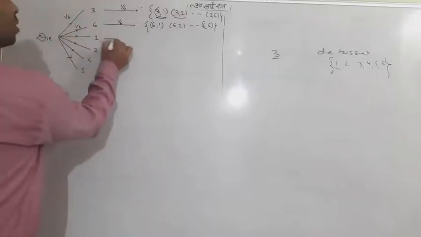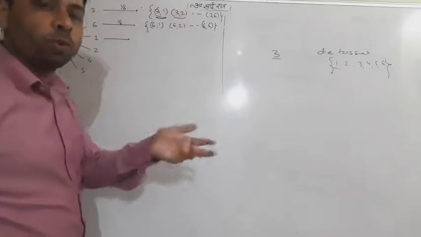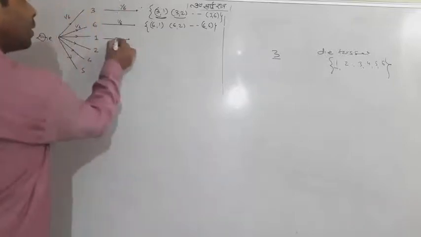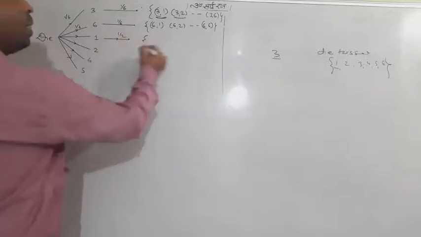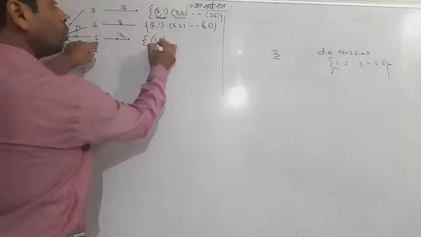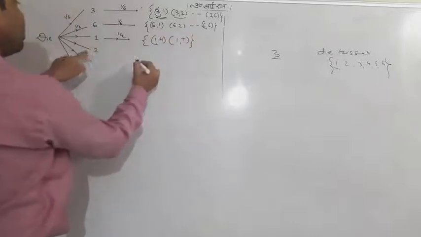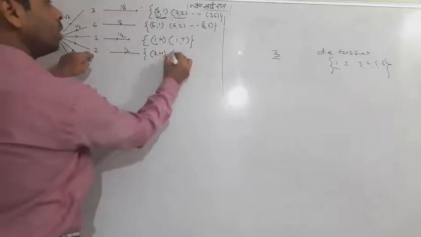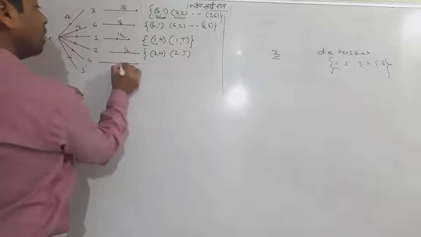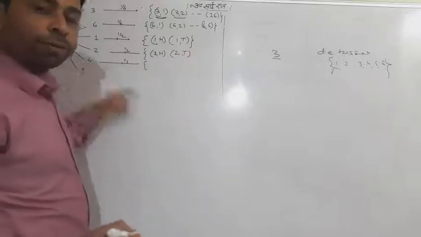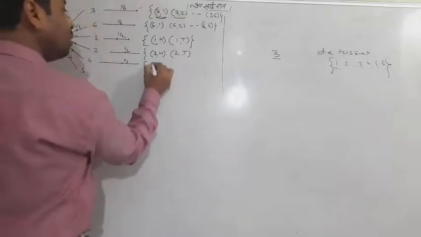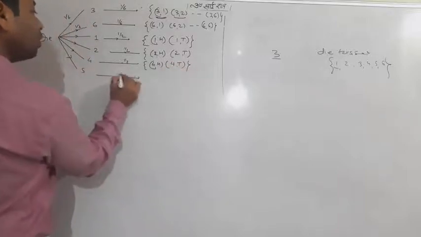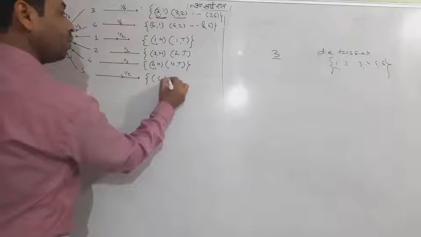Now next, the question says when 1, 2, 4 and 5 are obtained, a coin is tossed. After tossing a coin we know that the probability is 1 by 2. So the elements will be 1 and H, 1 and T. That's very simple. Here it is again 1 by 2, so it is 2 and H and 2 and T. Again toss the coin, here again 1 by 2, meaning 4 and H and 4 and T. And lastly it's 5 and H, 5 and T.